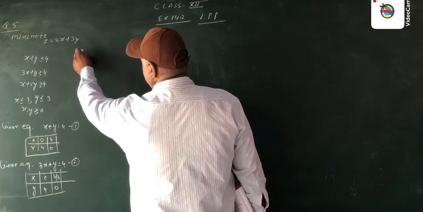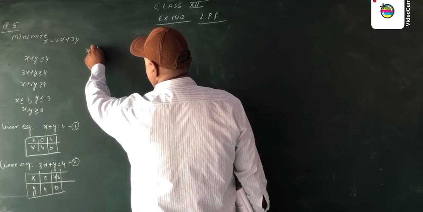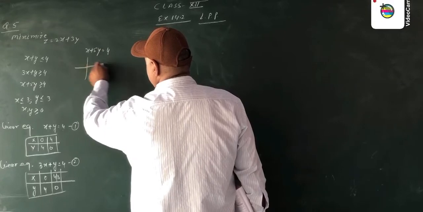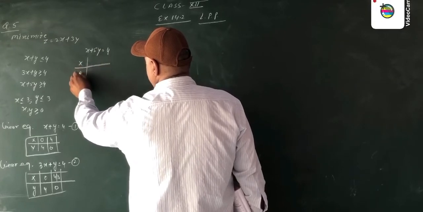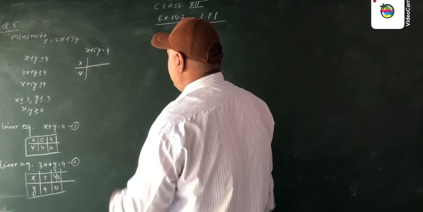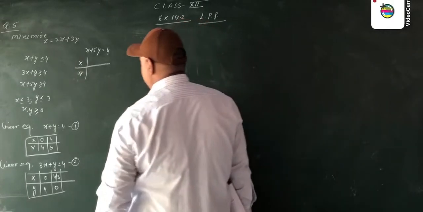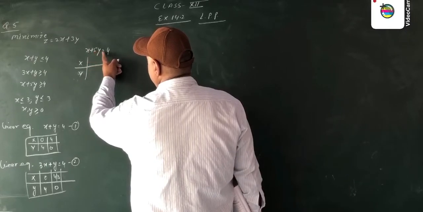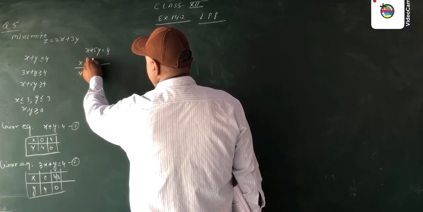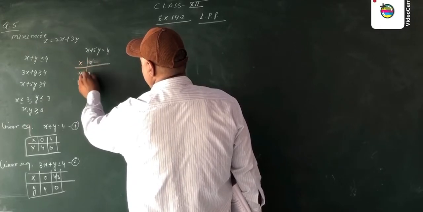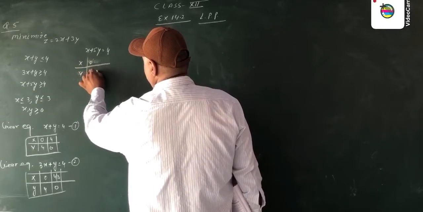Now the third equation: x + 5y = 4. In this linear equation, we use the same method: put x = 0 and find the value of y, put y = 0 and find the value of x. If we put x = 0, then 5y = 4, or y = 4 upon 5.